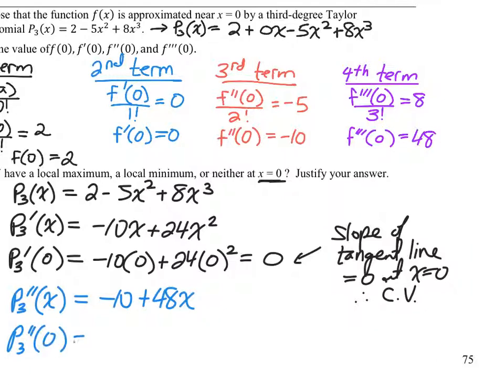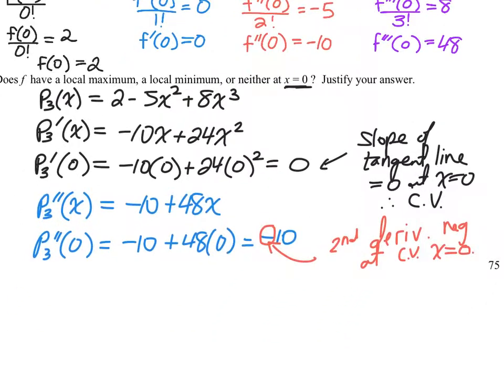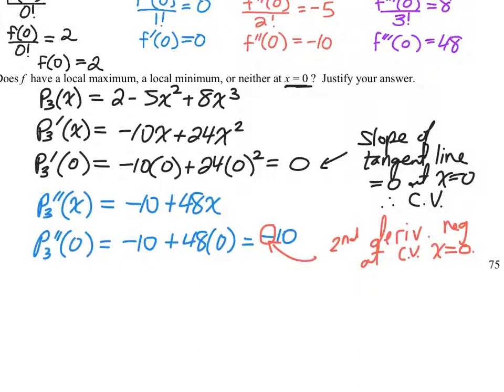So plug in the 0. Negative 10. So my second derivative has a sign that's negative. The second derivative is negative at the critical value of x equals 0. So here's the $1 million question. Does anybody know what that tells us?